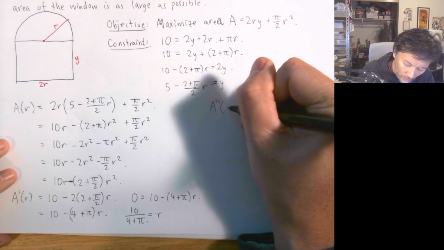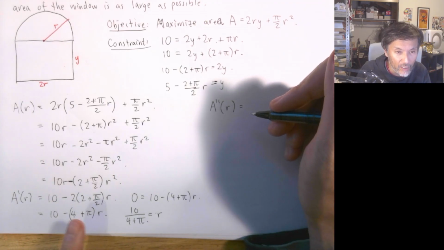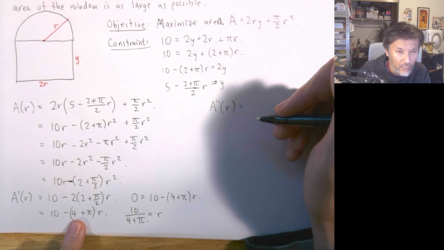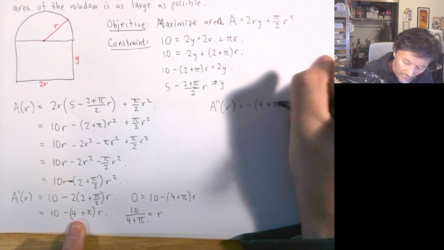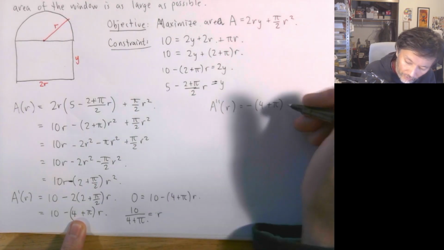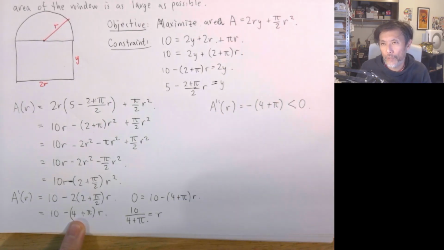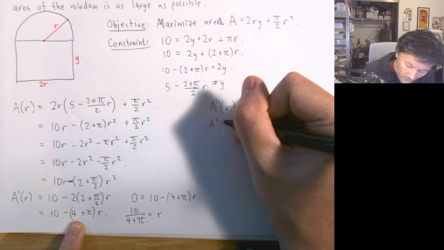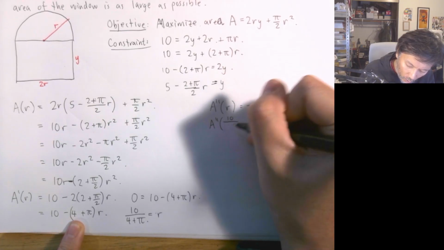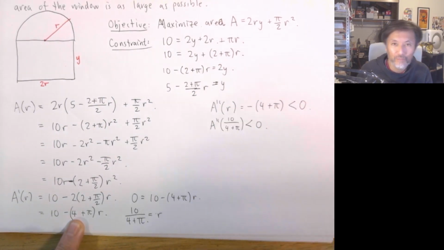So we're looking at A double prime of r first. That's going to be, I'm looking down here now, you see where my index finger is? That's going to be negative (4 plus pi). And I don't know much, but I know that's negative for all r, regardless of what r is. In other words, A double prime is a constant, and in this case, it's a negative constant. Okay. That means that in particular, A double prime of 10 over 4 plus pi is also negative.